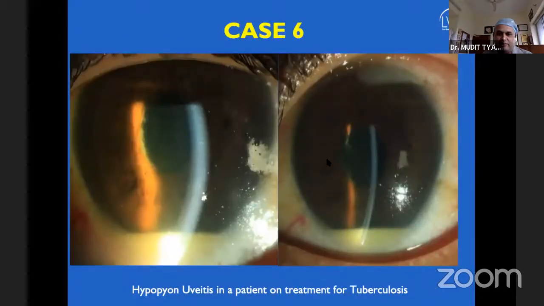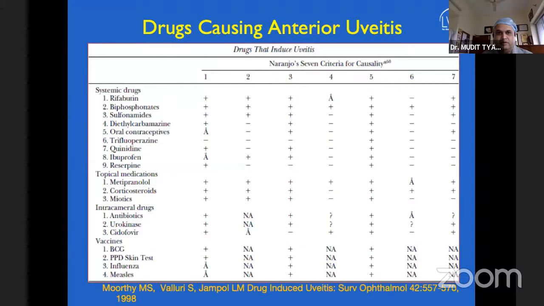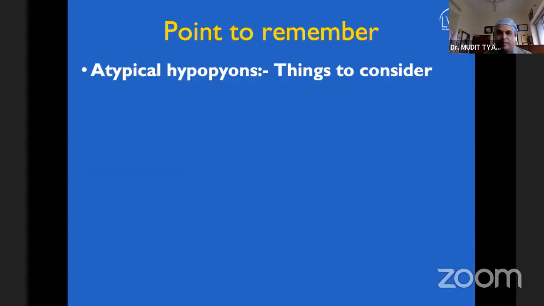Another case, bilateral hypopyon uveitis in a patient on treatment for tuberculosis. Think of rifabutin. Anterior uveitis occurs as a dose-dependent effect of rifabutin at dosages of more than 300 milligram. This condition may be asymmetrical, and sometimes the hypopyon resolves just on the cessation of rifabutin. So there's a huge plethora of drugs which can cause anterior uveitis, including rifabutin, bisphosphonates, sulfonamides. But the point which I want you to remember is that when you see such atypical presentations, please keep in mind the fact that you might not be actually dealing with a primary uveitis etiology, but something else which may be the cause of these problems.